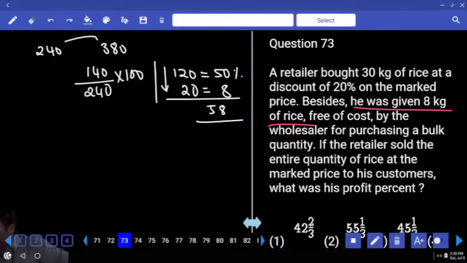We are adding 20, which is 1/6 of 120. 120 is 50%. So 1/6 of 50%, 8 something. Enough. 50 plus 8, 58 something.